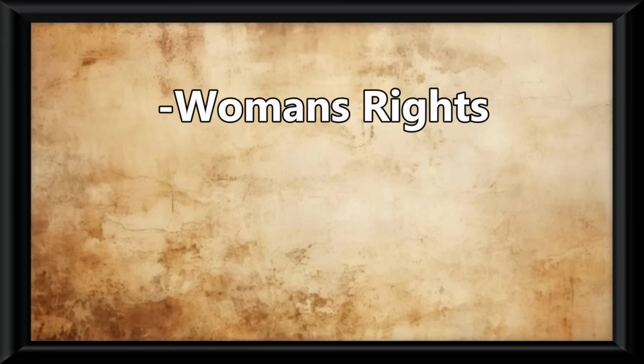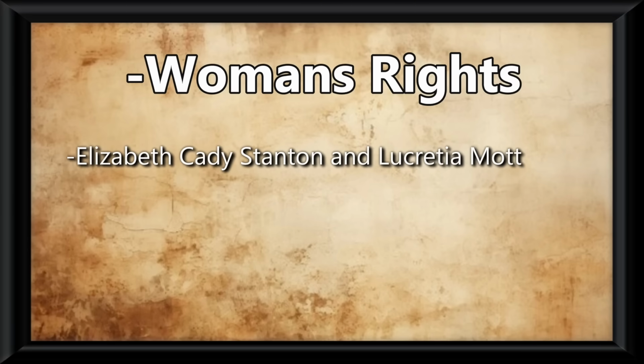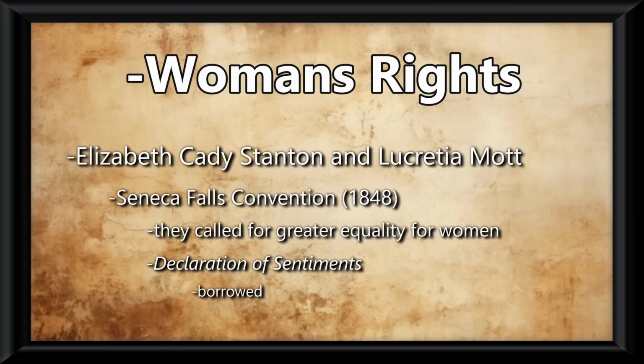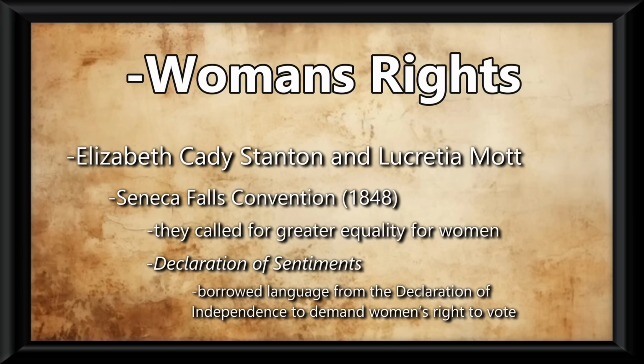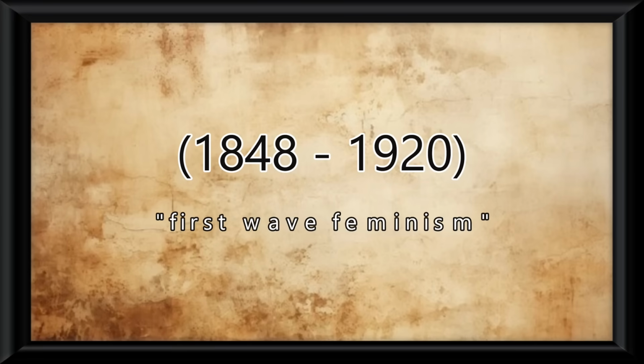Then there was women's rights. In 1848, reformers like Elizabeth Cady Stanton and Lucretia Mott organized the Seneca Falls Convention, where they called for the greater equality of women. They even issued the Declaration of Sentiments, which borrowed language from the Declaration of Independence to demand women's rights to vote. This caused this time period to be dubbed the era of first-wave feminism.